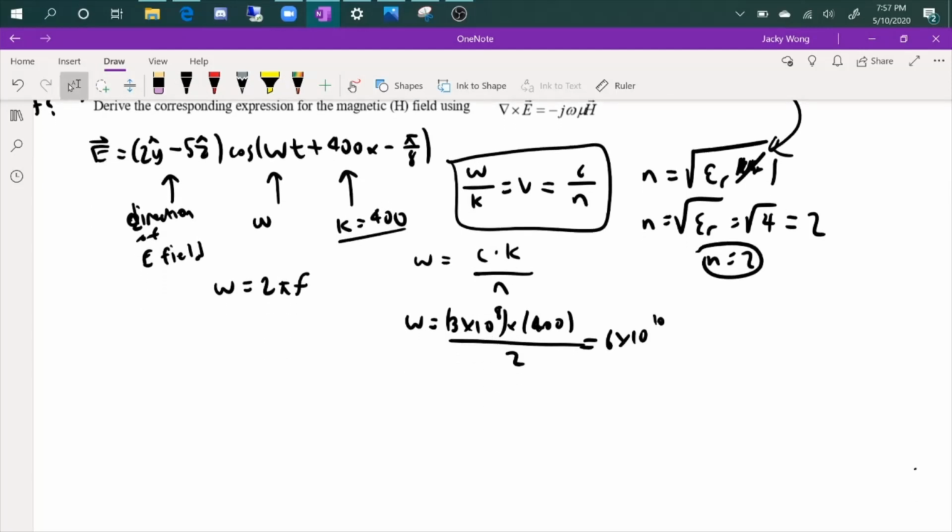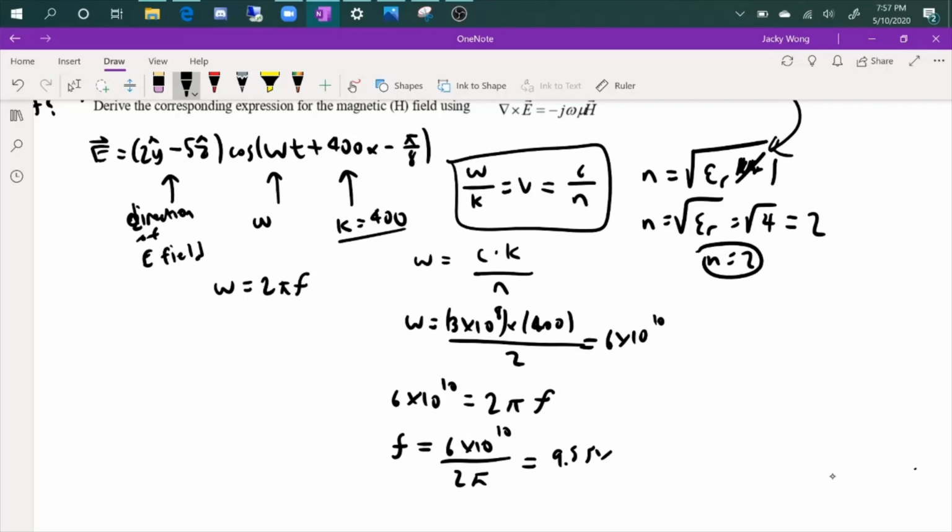Plugging this into 2 pi f, we have 6 times 10 to the 10 is equal to 2 pi times the frequency. If we solve for frequency, we obtain 9.55 times 10 to the 9 hertz, which we can also say is 9.55 gigahertz. That is the solution for the first part.